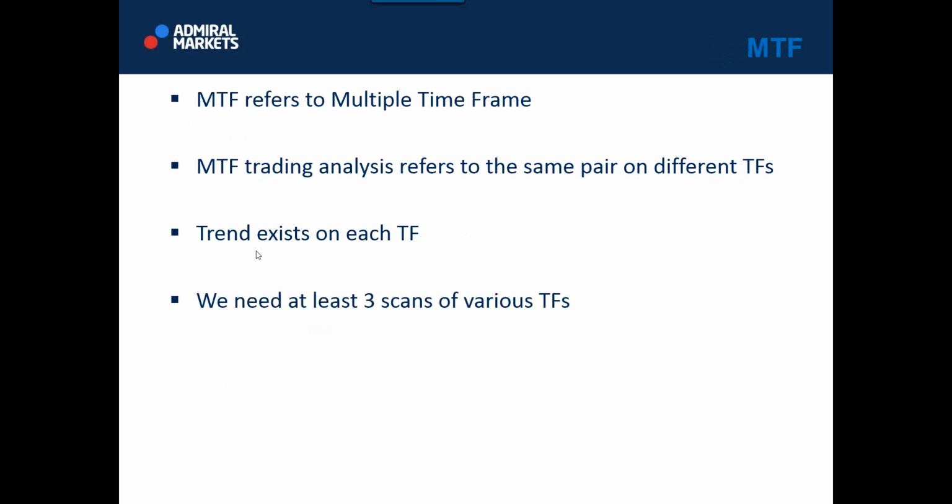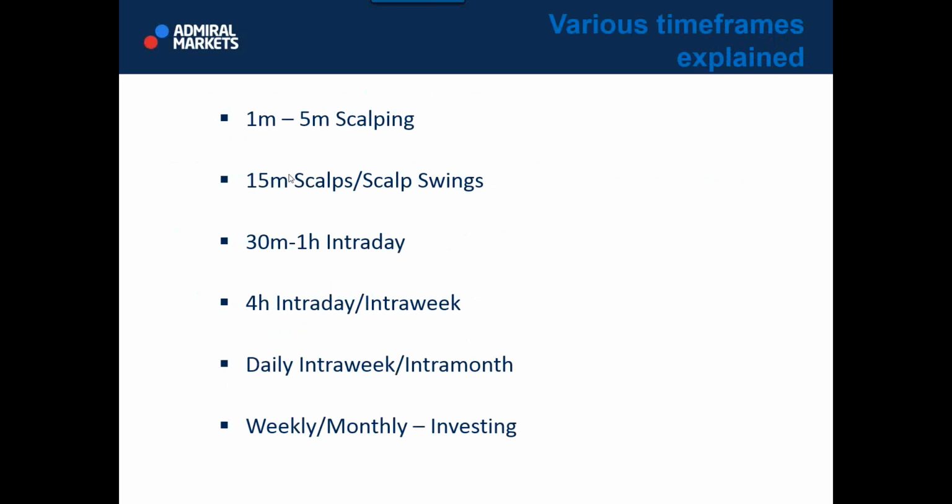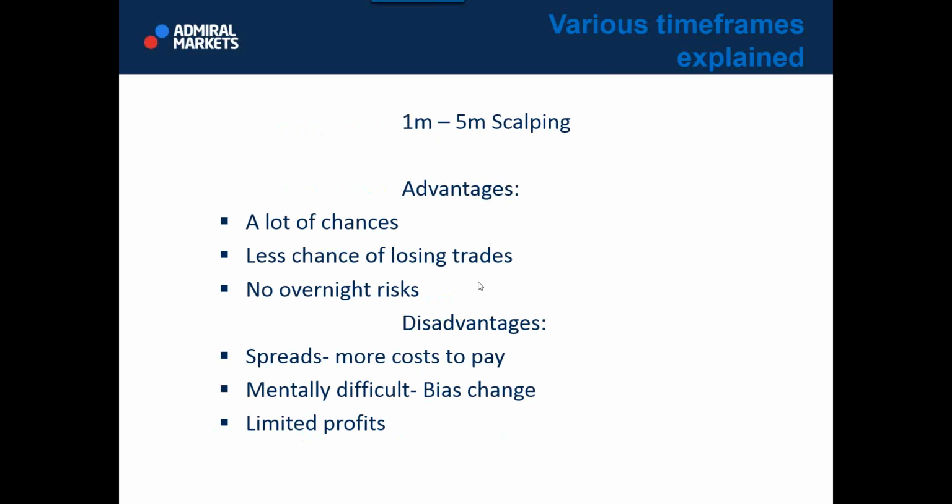And we already know that trend exists on each time frame. So we need at least 3 scans of various time frames to be able to capture the trend, momentum, and cherry pick the entry. Okay? Now, first of all, I will explain a little bit about various time frames: 1 minute, 5, 15 minute, 30 minute, 4 hour, daily, weekly, and so on.